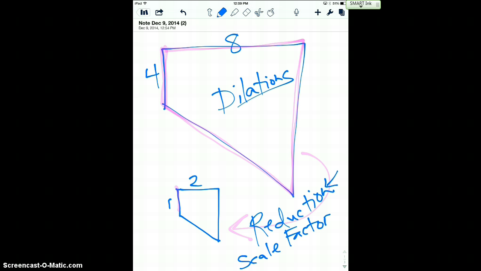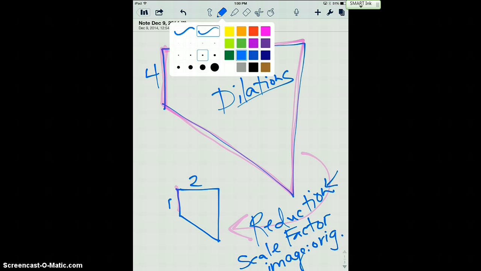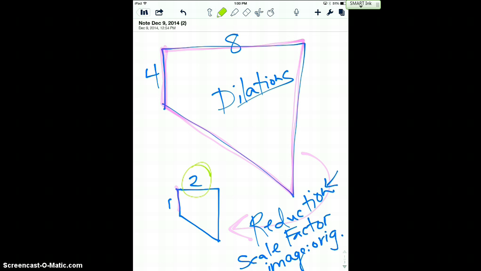So let's start by starting at the image. Scale factor, it's a ratio. It's the ratio of the image compared to the original. So let's go to the image. If I go to the image, let's just say I picked 2. I'm going to write out the scale factor would be 2, and then I'm going to correspond that to the original. 2 corresponds to 8.